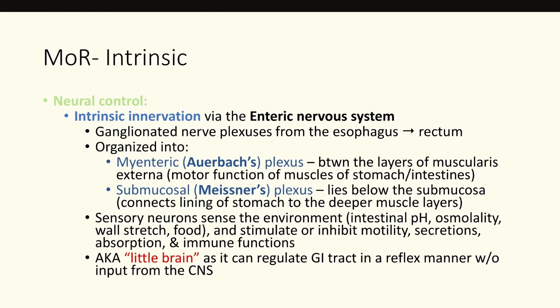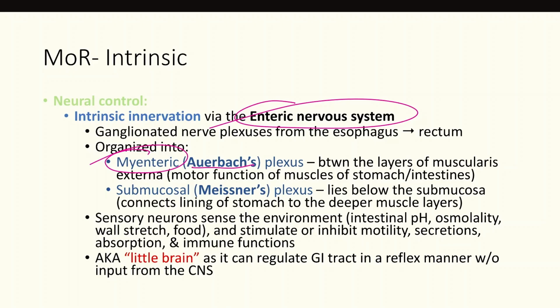So intrinsic is the enteric nervous system. We have 2 types. The myenteric, also known as the Auerbach's plexus. Myenteric, so what are we dealing with? Muscles. So this is the muscularis externa, the muscle layer to provide that rostral or the haustral movement to get everything moving through the system.